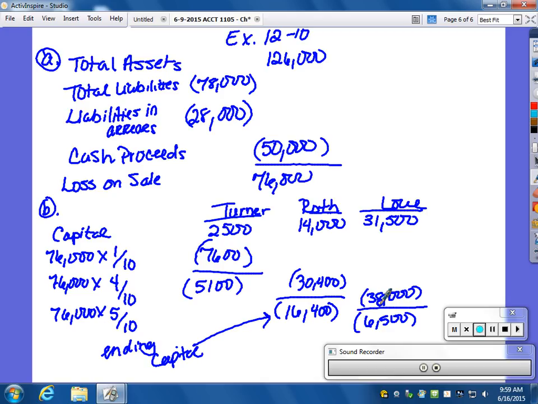Exercise 12-11, using exercise 12-10 as a base. It says, assume that the Turner, Roth, and Lowe partnership of exercise 12-10 is a limited partnership. What does that mean if it's limited? They only have partial, like limited responsibility for losses. Is that what LP means? That's not what limited partner means. What does limited partner mean?